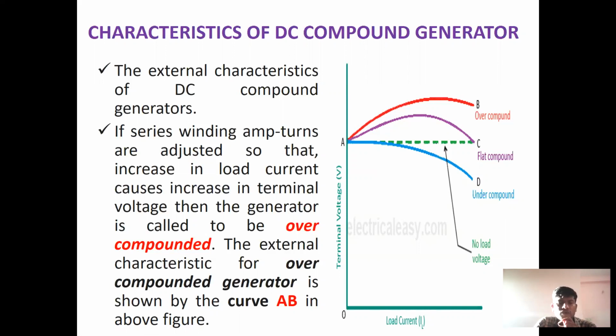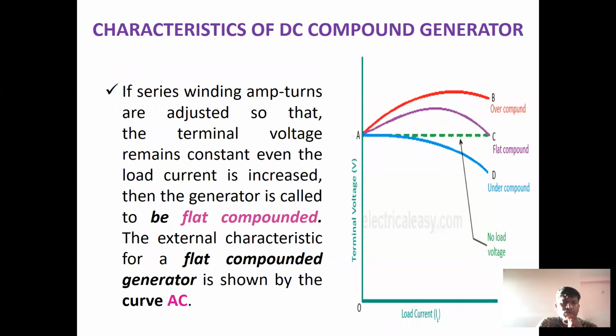Due to there being no change of load currents, at this time we are getting the flat compound characteristics. So in this there are no changes. That means the terminal voltage is always constant, even with a change of load current. When the load current changes, we get a constant load voltage. This is a flat compound generator.